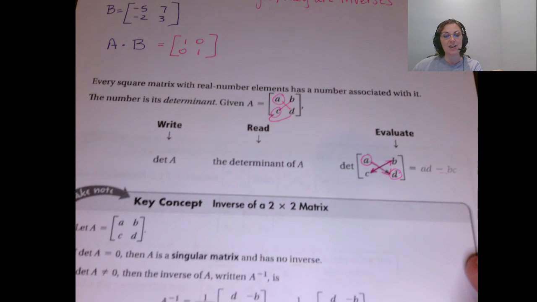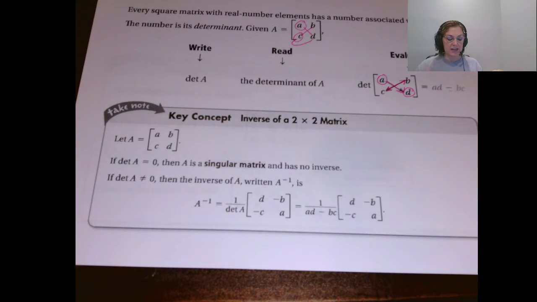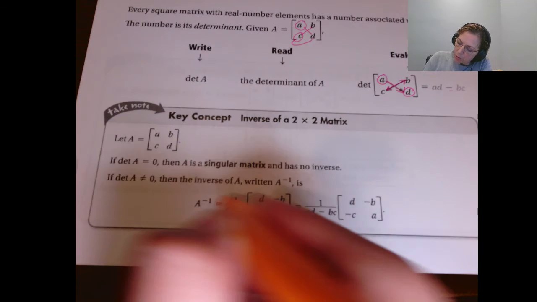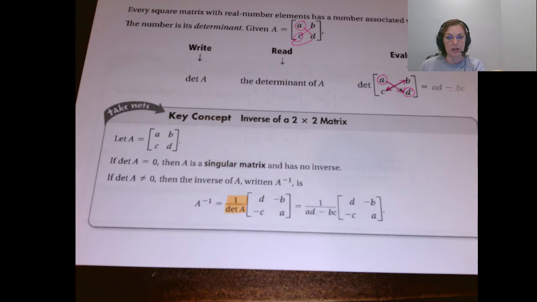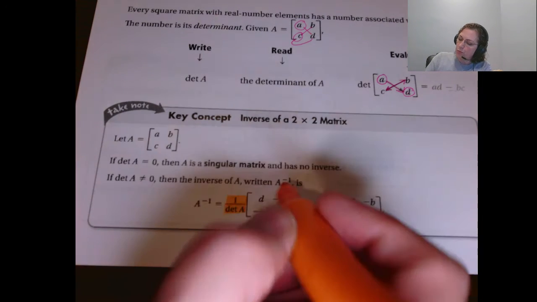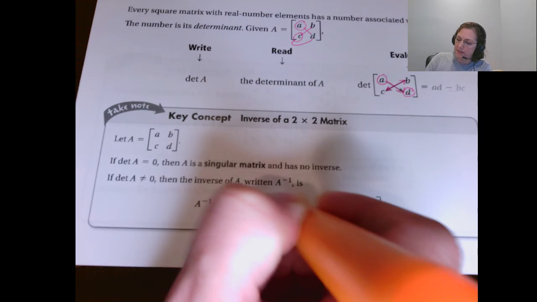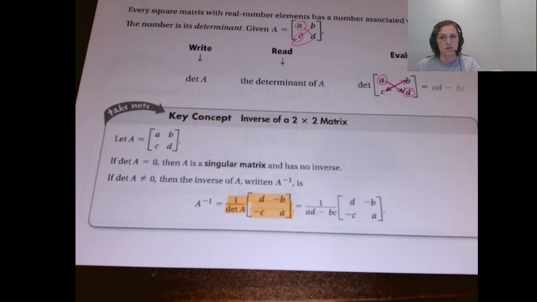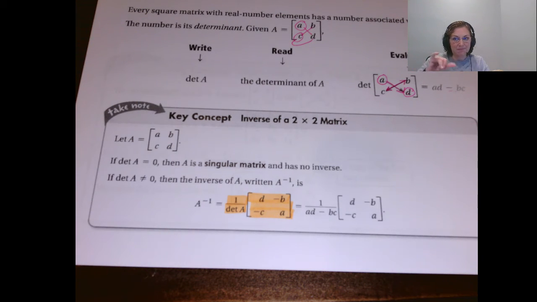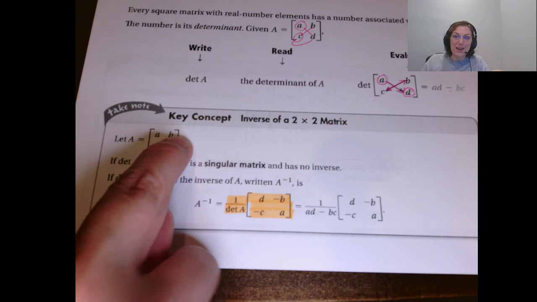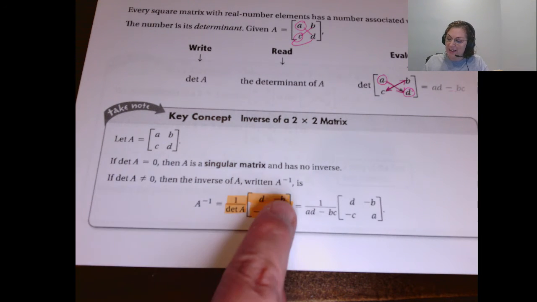So we then, in our key concept box, are given a formula to help us actually find the inverse of a matrix. Okay, we're told that in order to find the inverse of the matrix, we have to do 1 over the determinant. Then we have to reorder the matrix with some negatives. Notice that top left and bottom right switch places. Top right, bottom left don't switch places, but they switch signs.